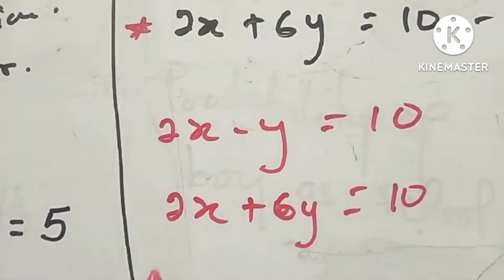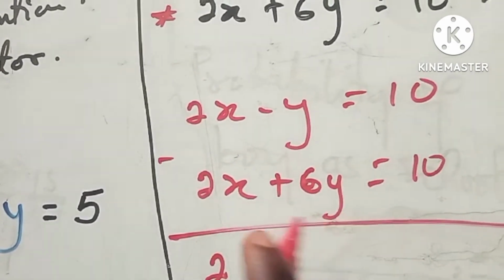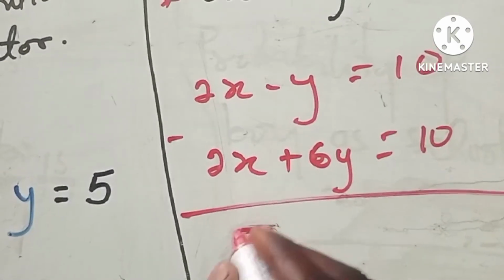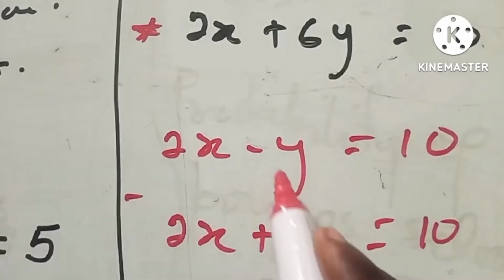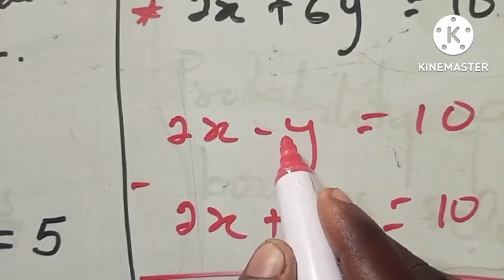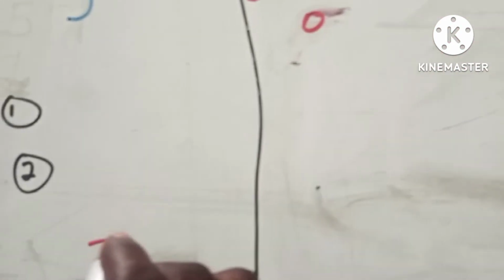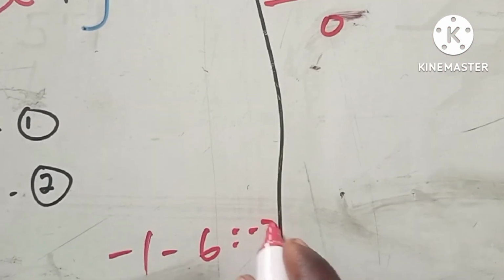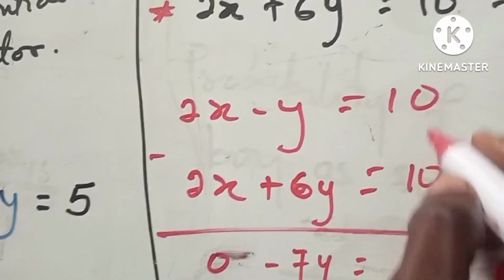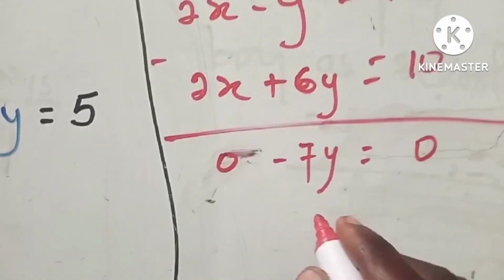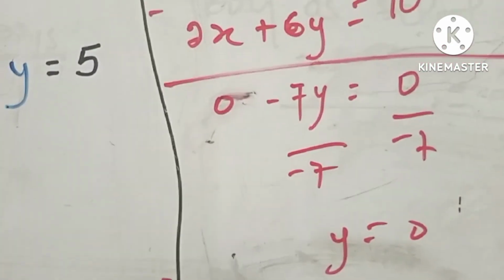So if you subtract here, this minus this one will give us 0, so 2 minus 2 is 0. And then negative 1 minus positive 6. Negative 1 is attached to the y. So negative 1 minus 6 should be negative 7. So here we have negative 7y equal to 10 minus 10, which is 0. Here we are going to divide both sides by negative 7. Negative 7 divided by negative 7, meaning that we have y equal to 0.